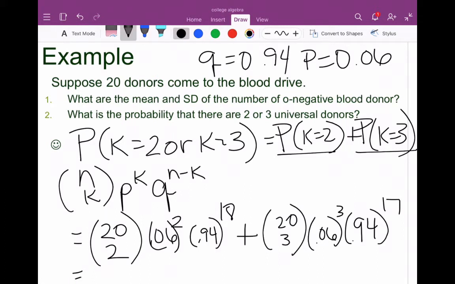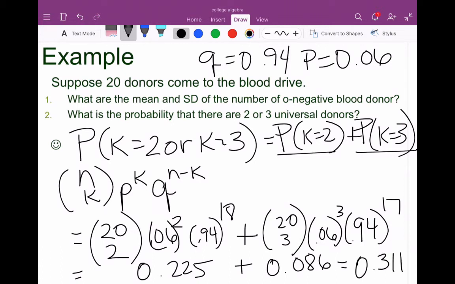So the probability that you get exactly 2 successes is 0.225, plus the probability you get 3 successes is 0.086. So it gives us an overall probability of having 2 or 3 successes as 0.311. So in other words, there is a 31.1% chance that out of 20 donors, we will have exactly 2 or 3 universal donors. This is it for tonight.